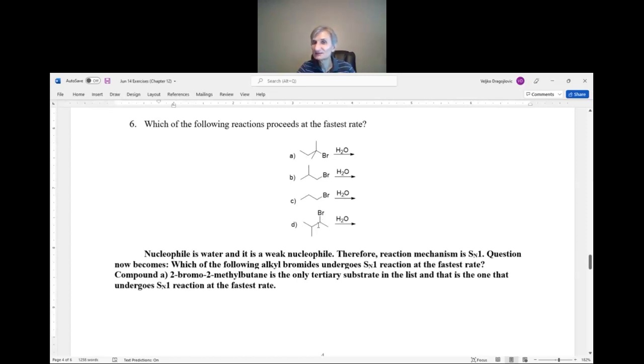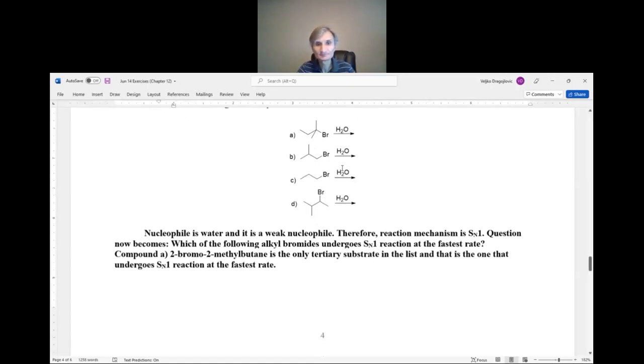And then D, that's secondary. This one would undergo SN1 reaction, just like A, but because it's secondary, at a much slower rate. So really, A is the one that undergoes SN1 reaction at the fastest rate. So the correct answer is A.